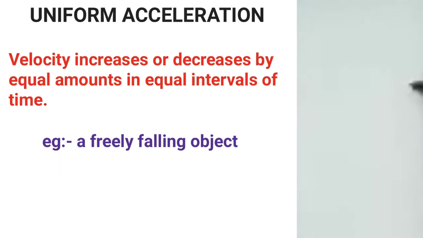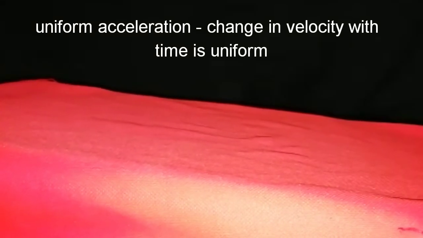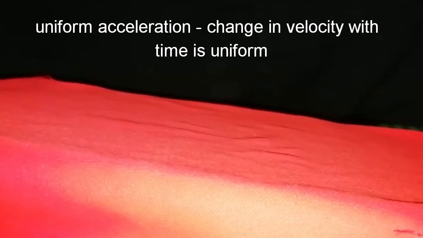A uniform acceleration is a motion in which the change in velocity with time is uniform. The motion of a freely falling object is an example of uniform acceleration. The motion of an object that rolls down through an inclined plane is an example of uniformly accelerated motion.